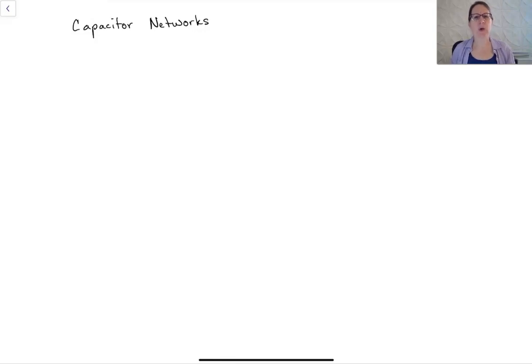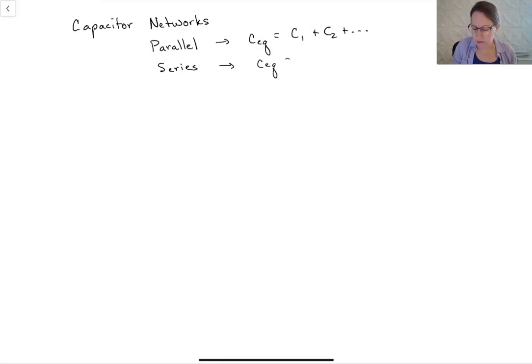This is an example of working with both series and parallel capacitors to find out the equivalent capacitance. We're going to be using the two ideas that when we have capacitors in parallel, capacitance adds: the equivalent capacitance for parallel is C1 plus C2 plus however many. But in series, the equivalent capacitance for any capacitors that are in series would be given by this set of equations. This is just an example to show you how this works.